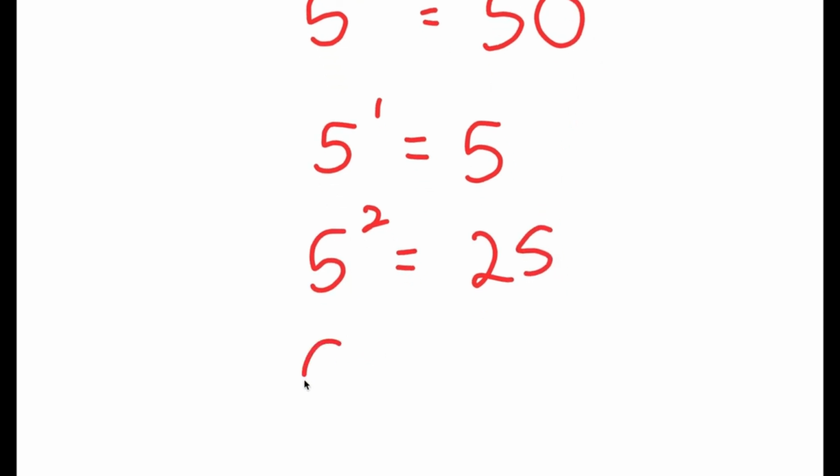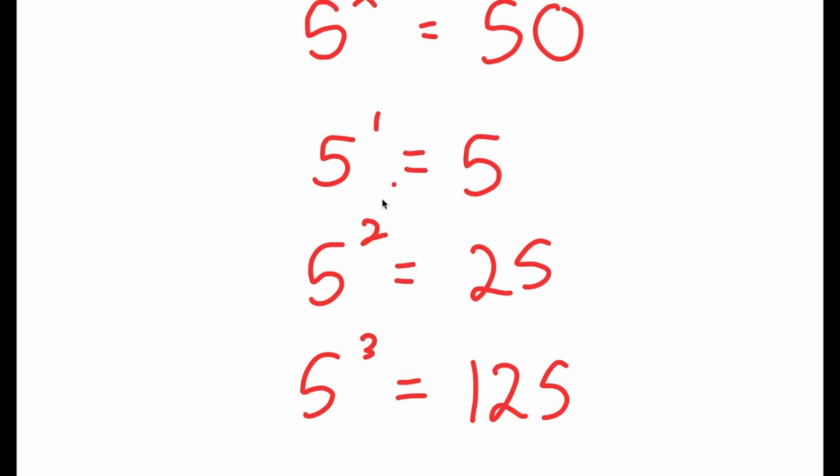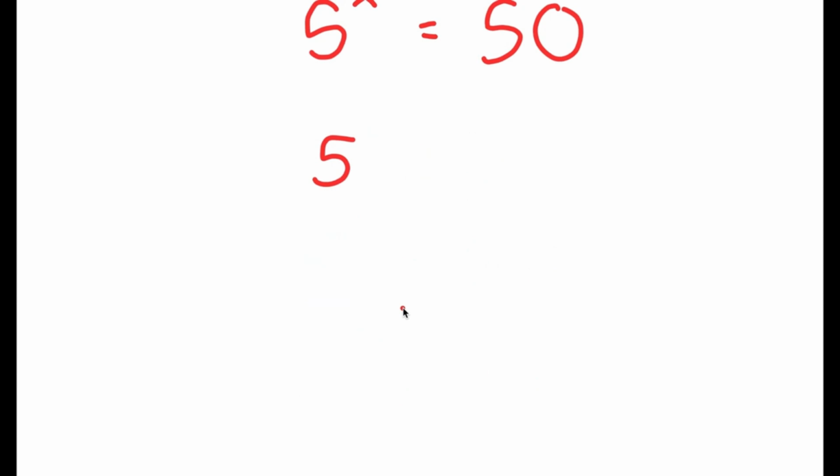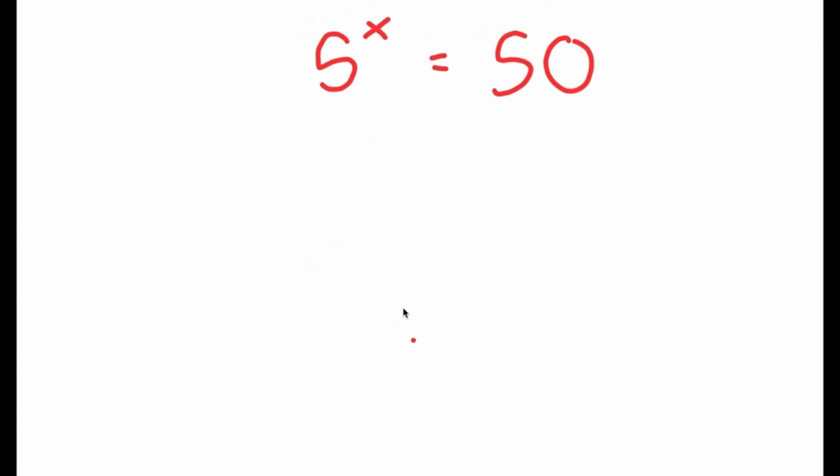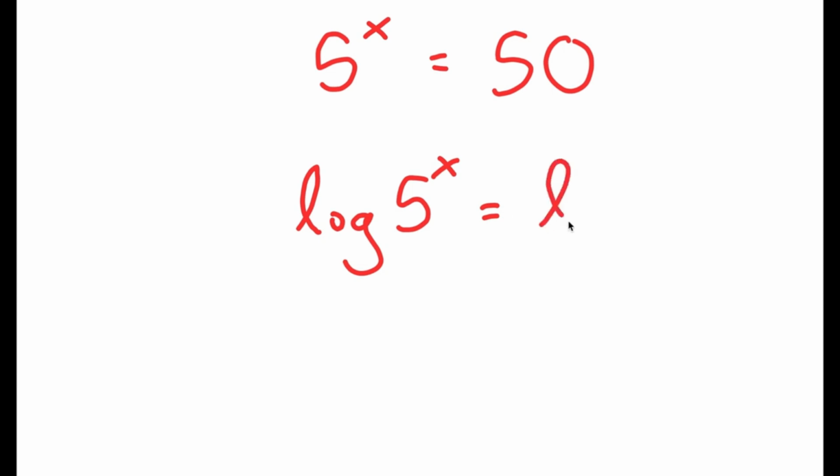Now if x equals 3, then I have 5 to the power of 3, which is 125, and this is way too high. So we know that the value of x is going to be somewhere in between 2 and 3, meaning it's going to be a decimal. So how are we going to find the exact value of x? Well, to start, we're going to be using logarithms. So I'm going to take the log on both sides, so I get log 5 to the power of x is equal to log 50.